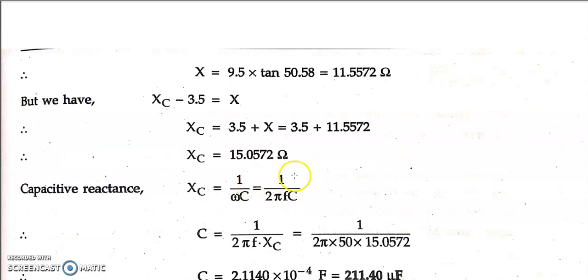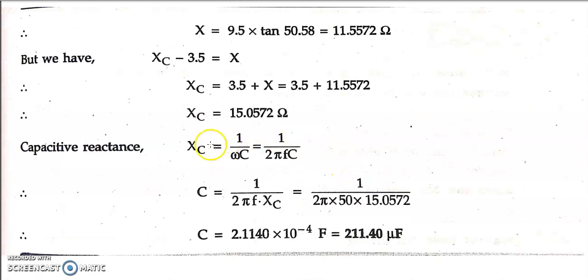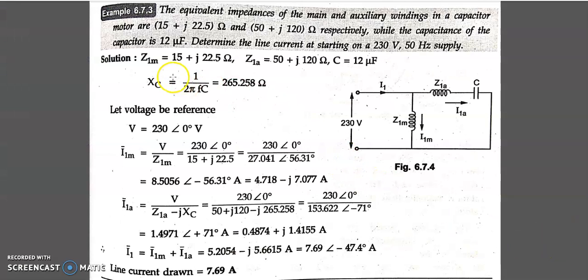Now how to calculate the capacitive reactance? We know that Xc is equal to 1 by omega C, or it is 1 by 2 pi f C. Just substitute 2 pi here, frequency is 50 hertz, and the value of Xc is 15.0572. Actually we need to calculate the capacitance value from the capacitive reactance Xc. So the question was that only: to calculate the capacitance value, just substituting the Xc value, we calculate the capacitor as 211.40 micro. Now we shall see the next problem based on single phase induction motor.